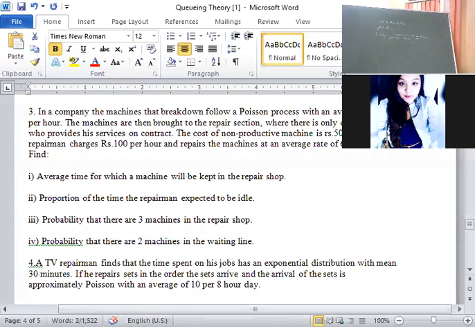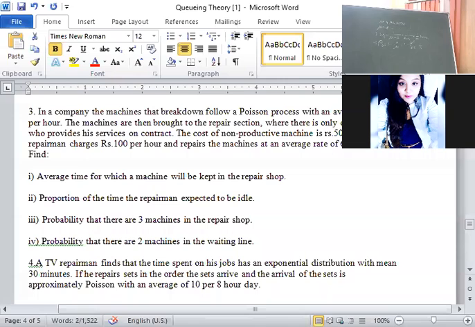What proportion of his time is the repairman expected to be idle? That means what is the formula? Rho naught. Rho naught is equal to 1 minus lambda upon mu. That is 1 minus 4 upon 6, that is 1 by 3. Here, what does it mean? There are no machines in the repair shop, that is, in the system.